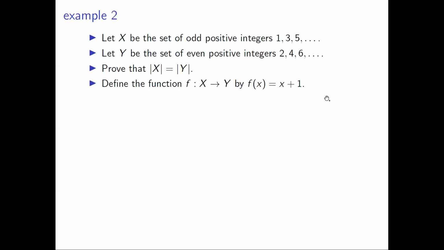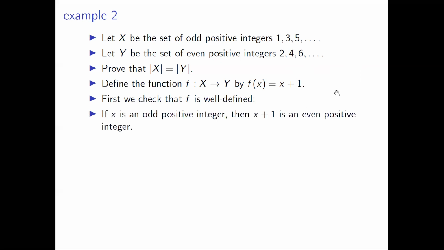We can define this function f from X to Y by f of x equals x plus 1. We can check that f is well defined by seeing that for every input from the set X, we get an output from the set Y. So if little x is from the set X, then little x is an odd positive integer. And that means that x plus 1 is going to be even. And since x is positive, it means x plus 1 is going to be positive. So x plus 1 is an even positive integer. And that means that x plus 1 is an element of Y, which is the set of even positive integers. So that means f is well defined.